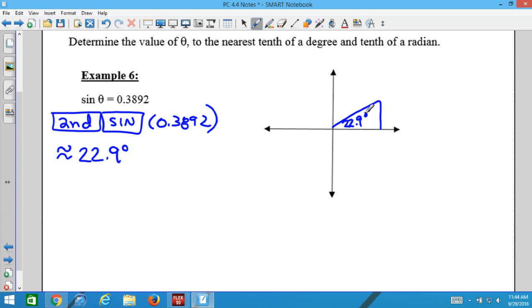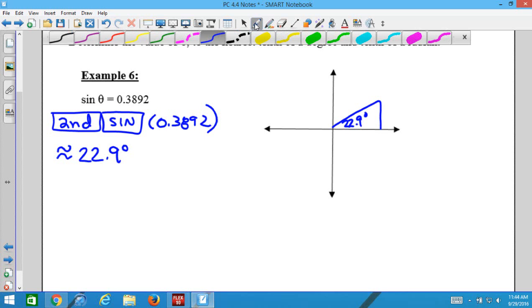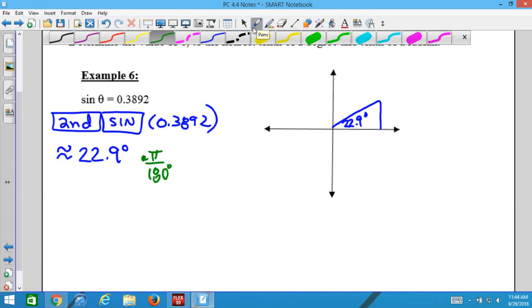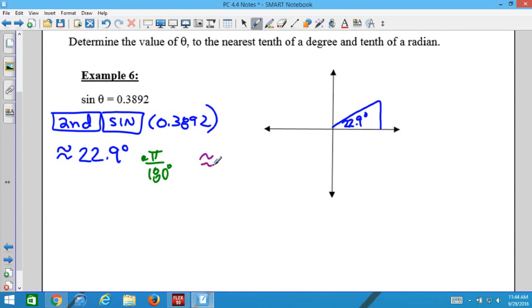And since we are using a calculator, you have 2 choices. You could go now, change your mode, and retype in everything, or just type in times pi divided by 180 from your last answer. That's what I did. You don't have to do it my way. You can change the mode if you want, but I think that's extra work. 0.3, approximately, and the directions say to the nearest tenth, so about 0.4 radians. But I don't really have to use 0.4 radians to graph it. I've already graphed it using 22.9.